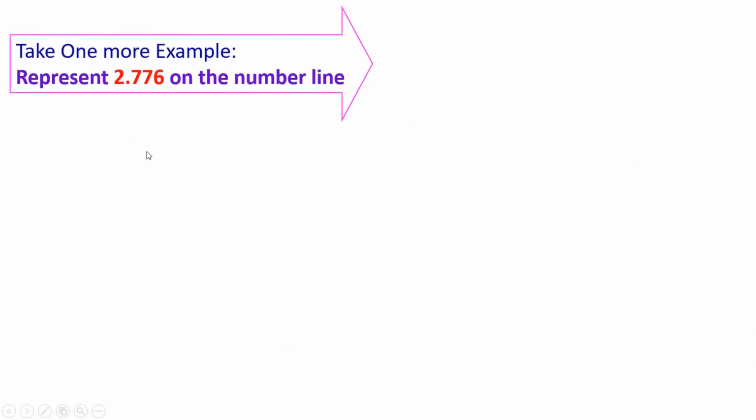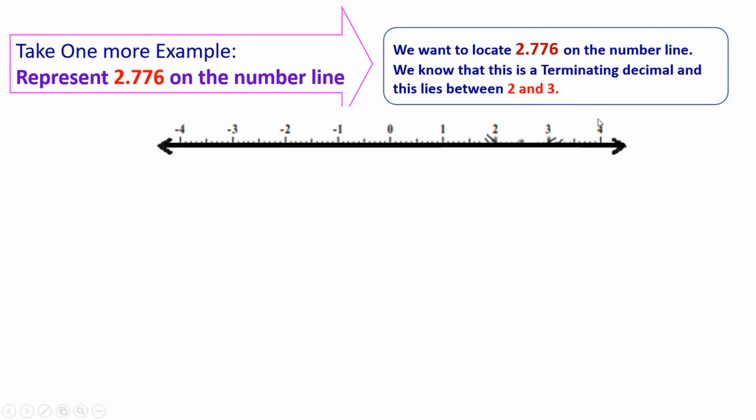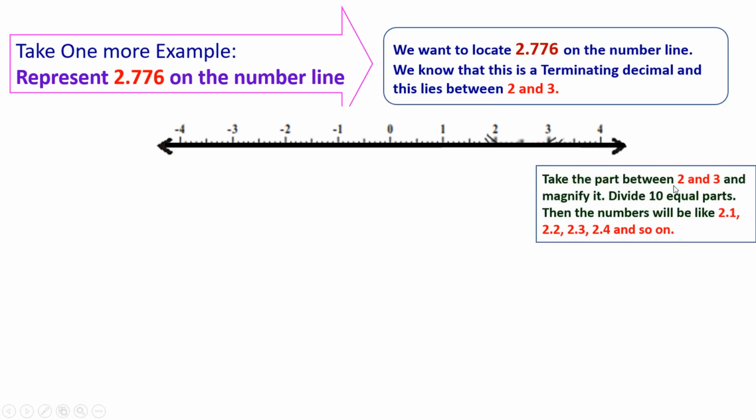Take one more example. Represent 2.776 on the number line. We want to locate 2.776 on the number line. We know that this is a terminating decimal and this lies between 2 and 3. Take a number line. We can easily observe that 2.776 lies in between 2 and 3, this portion. Take the part between 2 and 3 and magnify it. Divide into 10 equal parts, then the numbers will be like 2.1, 2.2, 2.3, and so on.